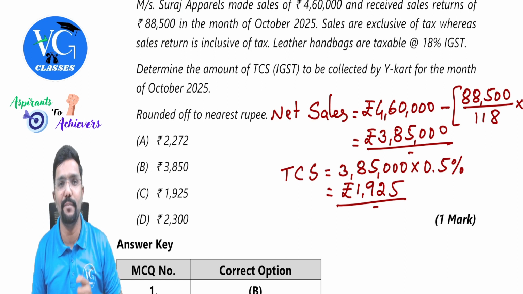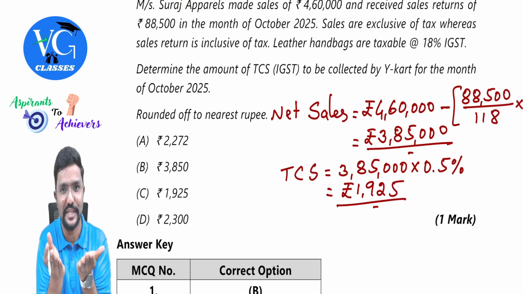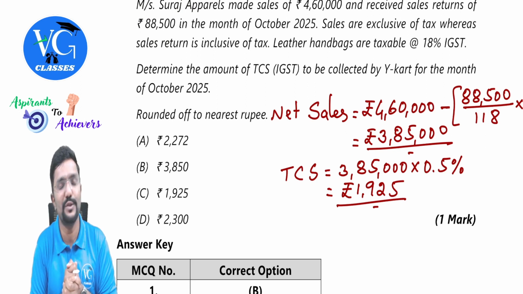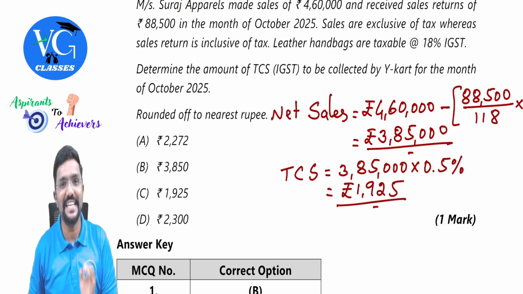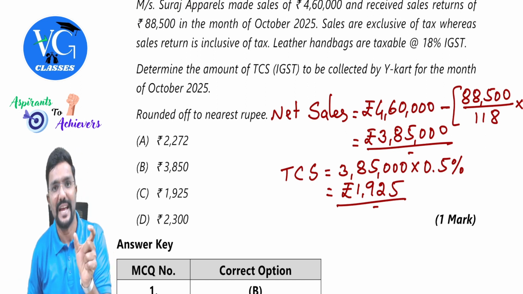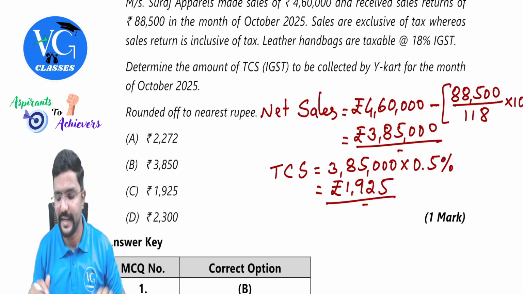For generation of e-way bill, we will normally take consignment value, that is value of supply plus GST. If it is more than 50,000, we need to generate an e-way bill. But that is a separate topic. To collect TCS, we need to just take the value portion excluding GST. So sales 4,60,000 take as it is.